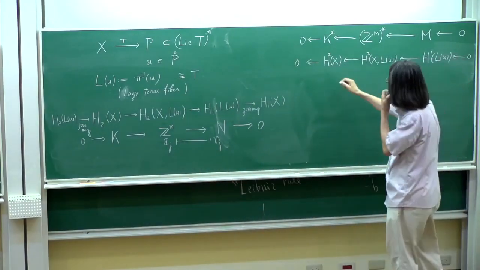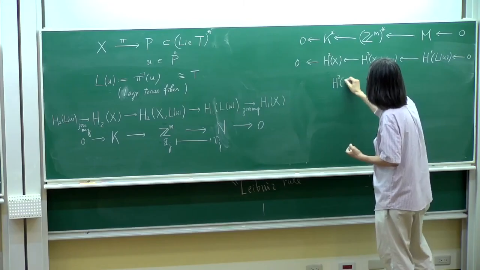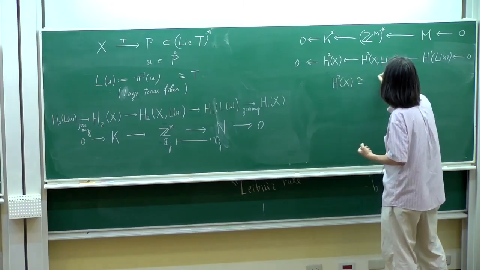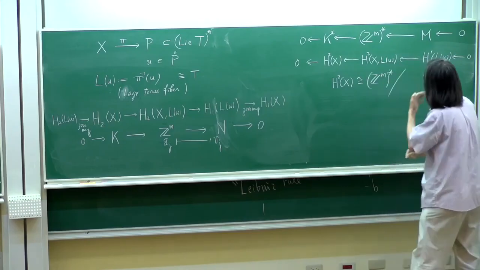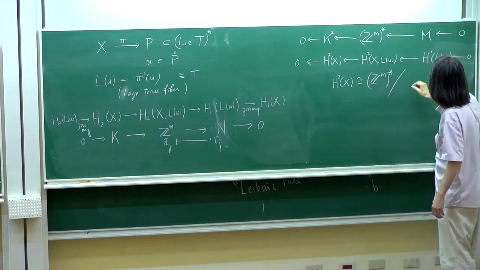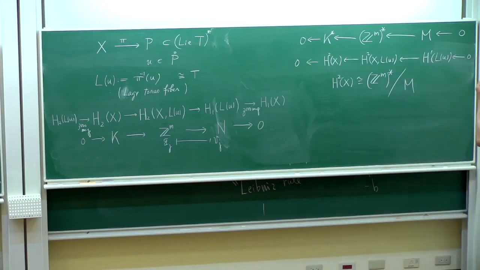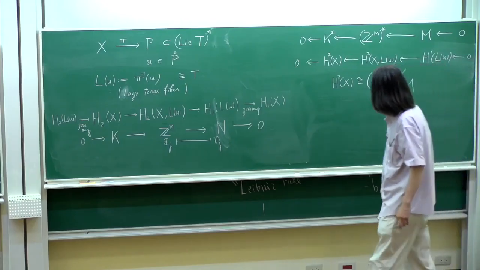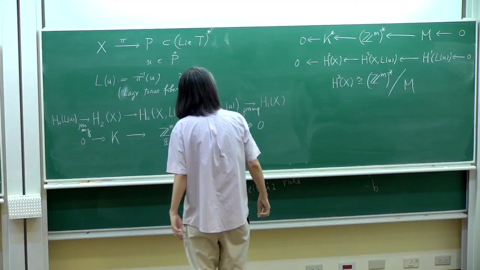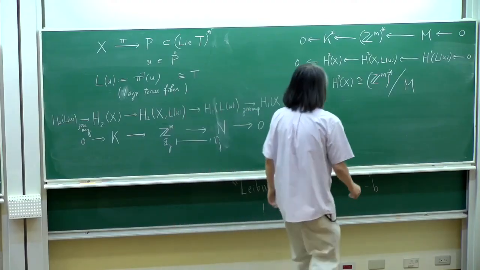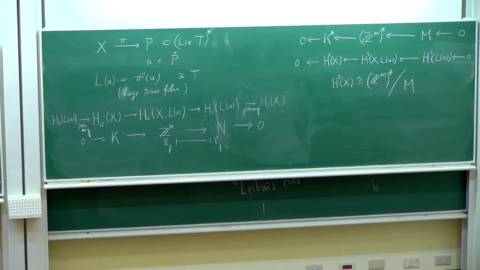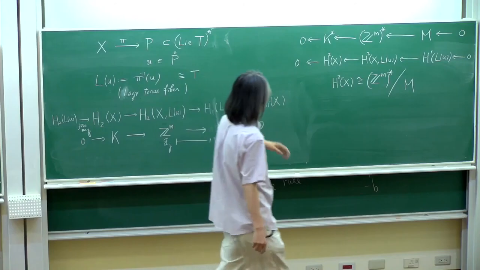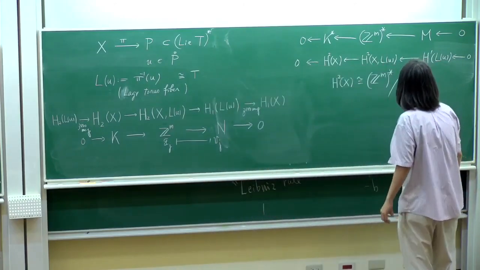Then certainly this one is isomorphic to this Gm star modulo the image of M, right? And so this is somehow this linear relation ideal. So what does it mean?